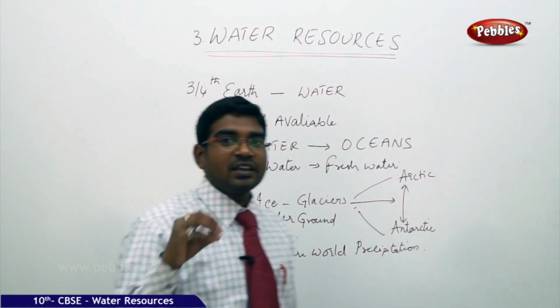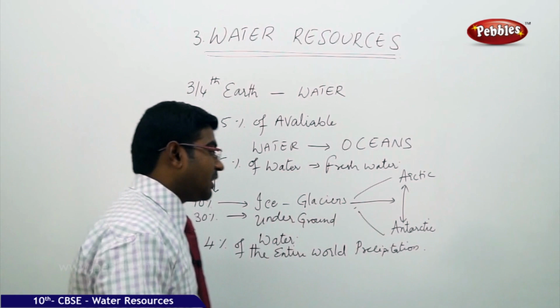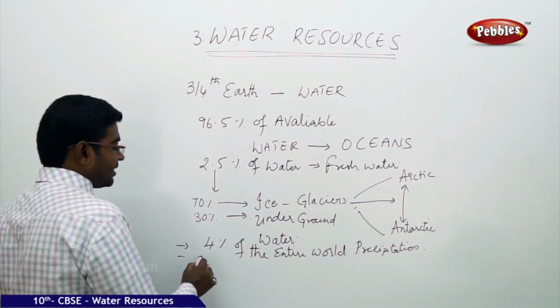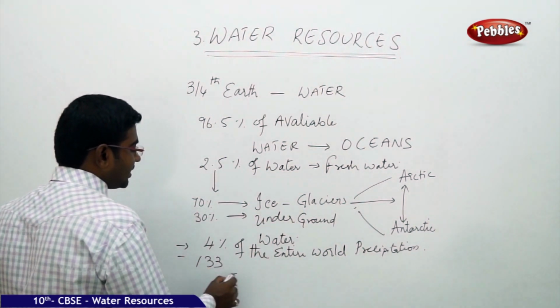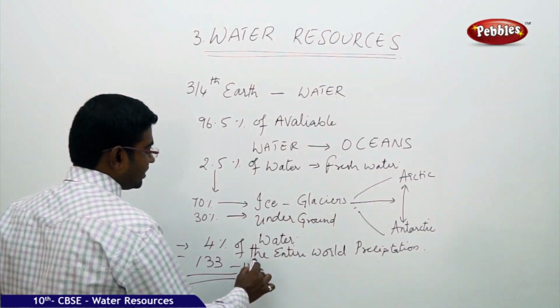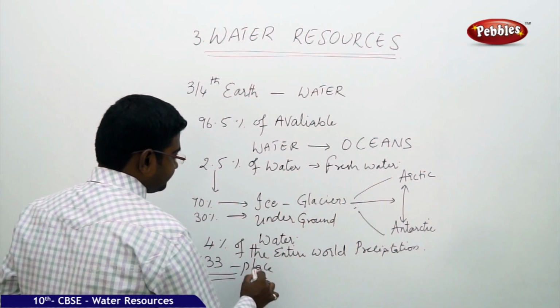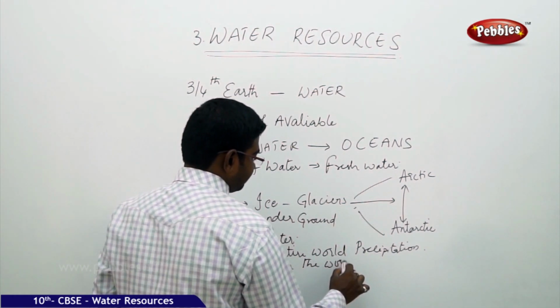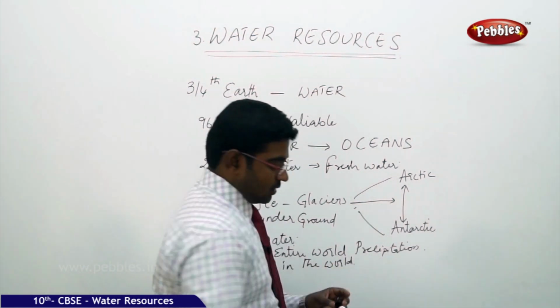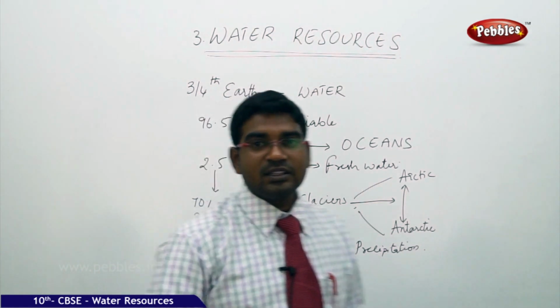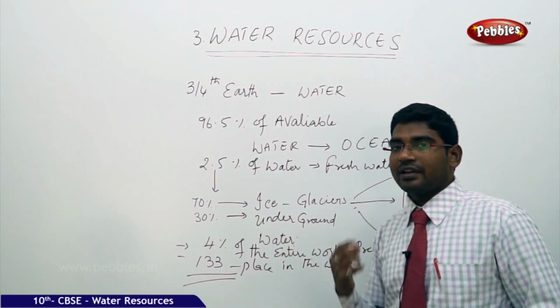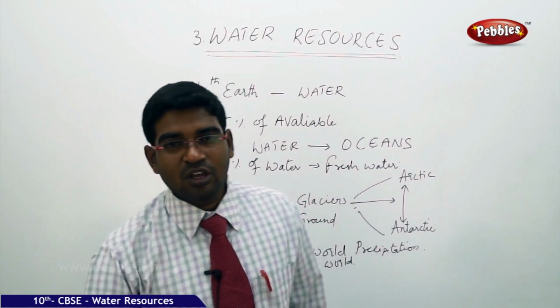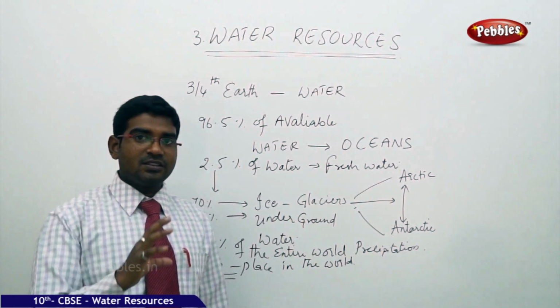In that precipitation, India receives 4% of the entire world's precipitation, ranking herself in the 133rd place in the world. So India is in the 133rd place in receiving the world's precipitation.